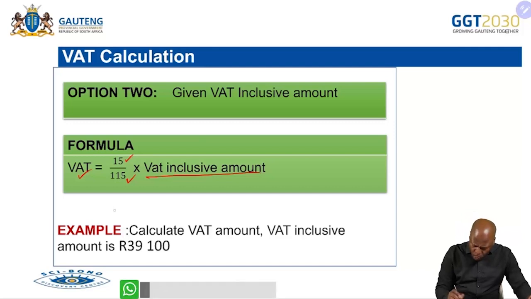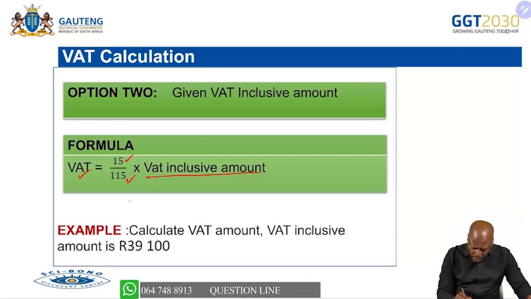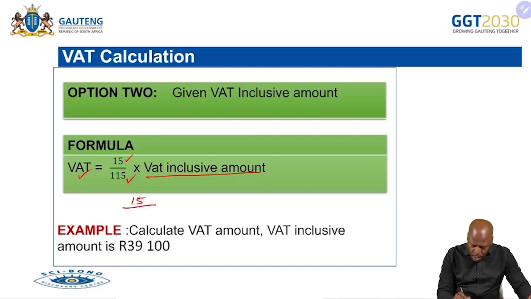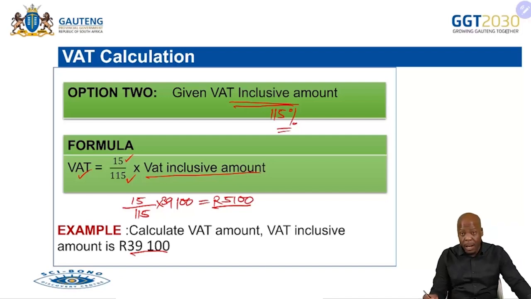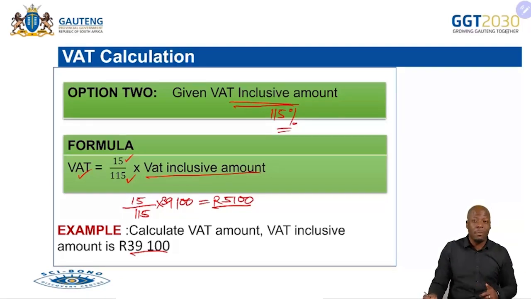All right. So when you're on option 2, remember what I want is 15. What I have inclusive. Inclusive is 115%. That's inclusive. So I want 15. I have 115 multiplied by 39,100. Okay. Please punch that in your calculator. You would find, therefore, that you are going to get an amount of 5,100. Okay, that becomes your VAT amount, the 5,100.